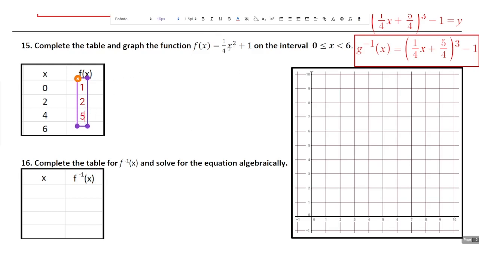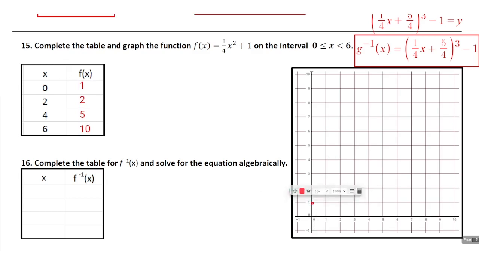And if I plug in 6, squared is 36. 36 divided by 4 is 9. 9 plus 1 is 10. All right, let's go ahead and plot these points on here. 0, 1. 2, 2. 4, 5. Starting to see this parabola take shape. And 6, 10.